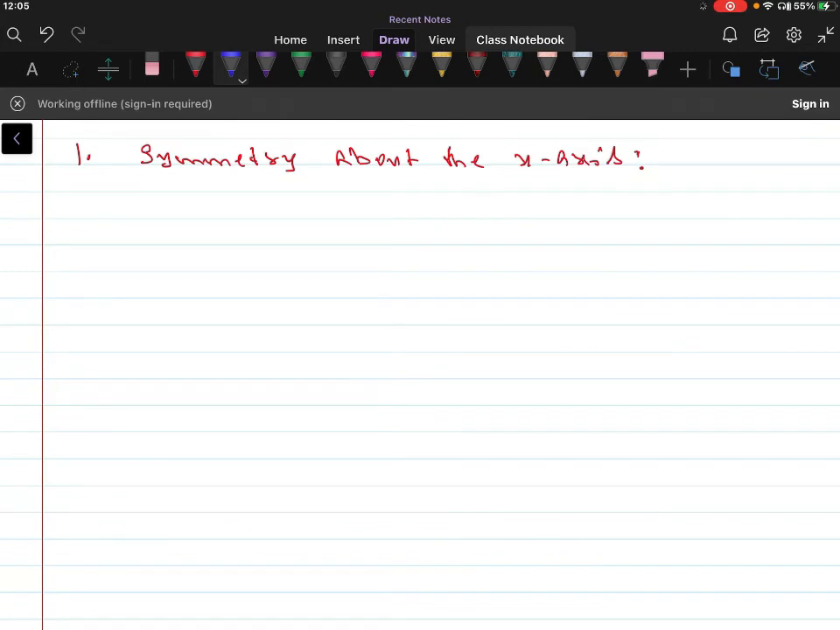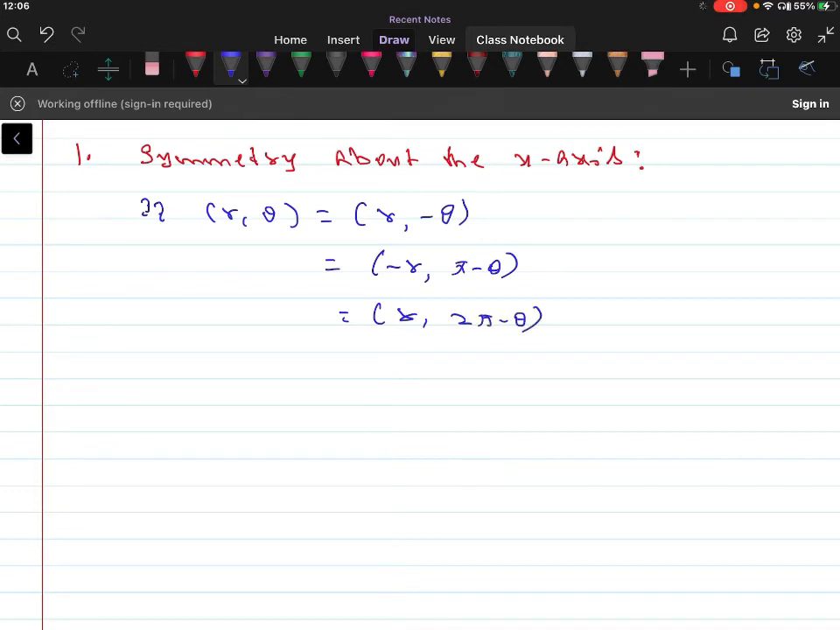So when the curve r is equal to f of theta is symmetrical about the x-axis, suppose r comma theta is the same as r comma minus theta, or r comma theta is the same as minus r comma pi minus theta, or r comma theta is the same as r comma 2 pi minus theta, or r comma theta is the same as minus r comma minus of pi plus theta.